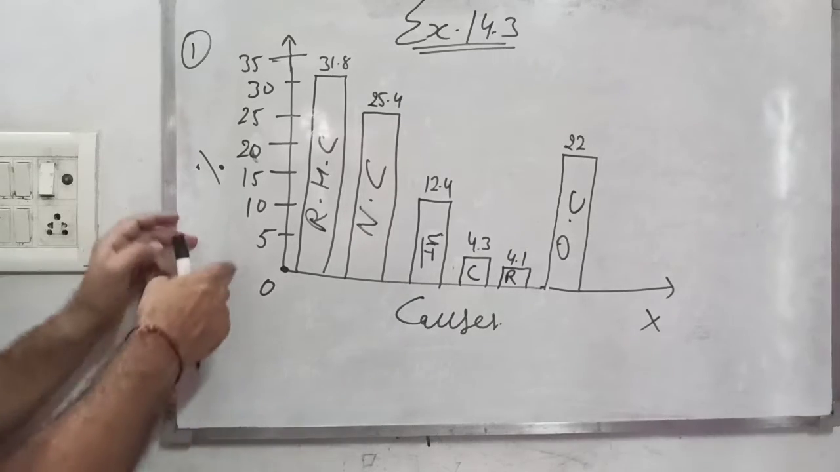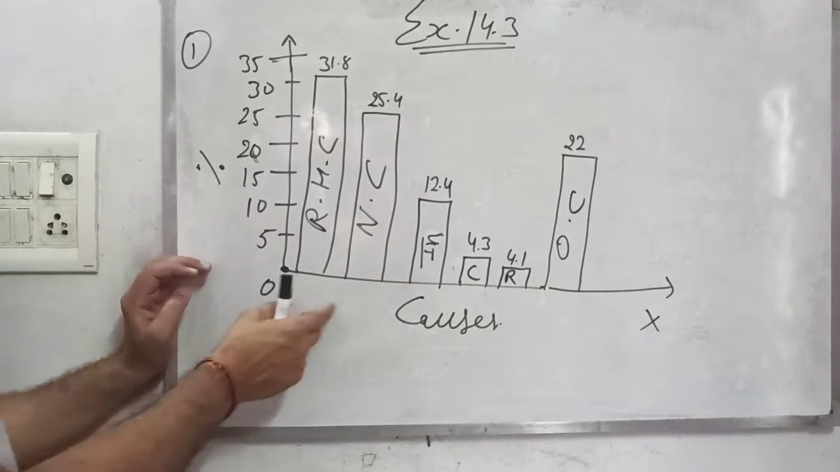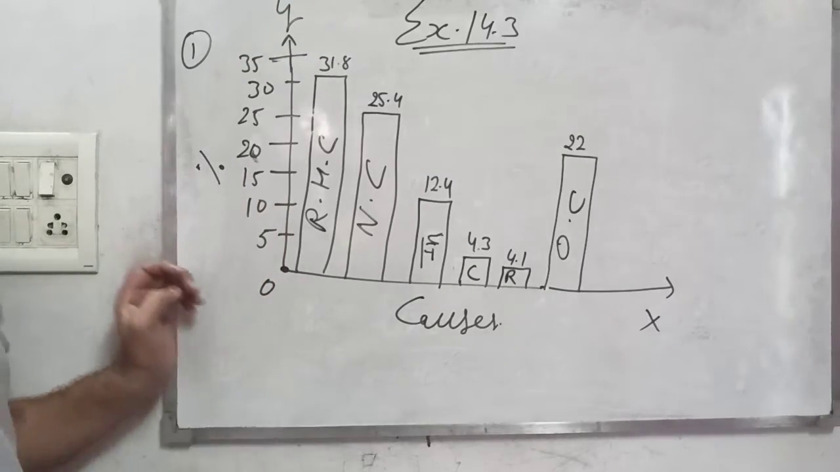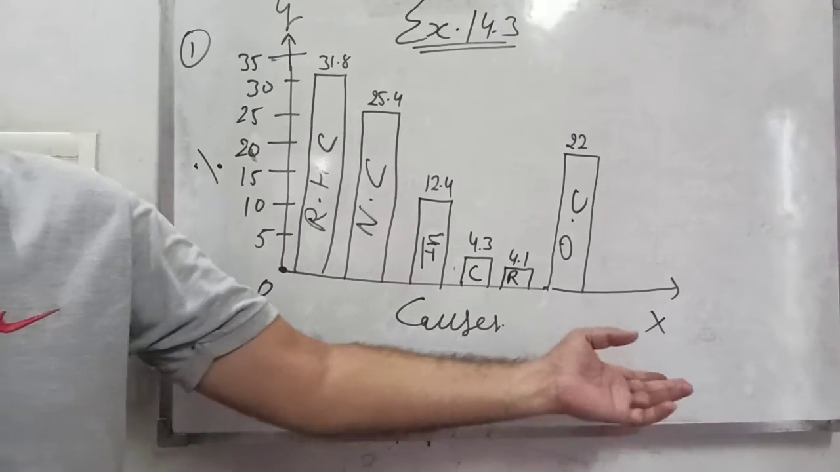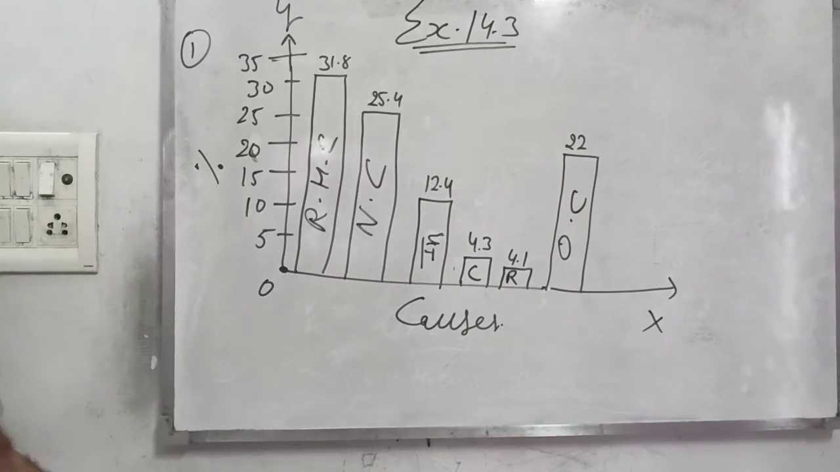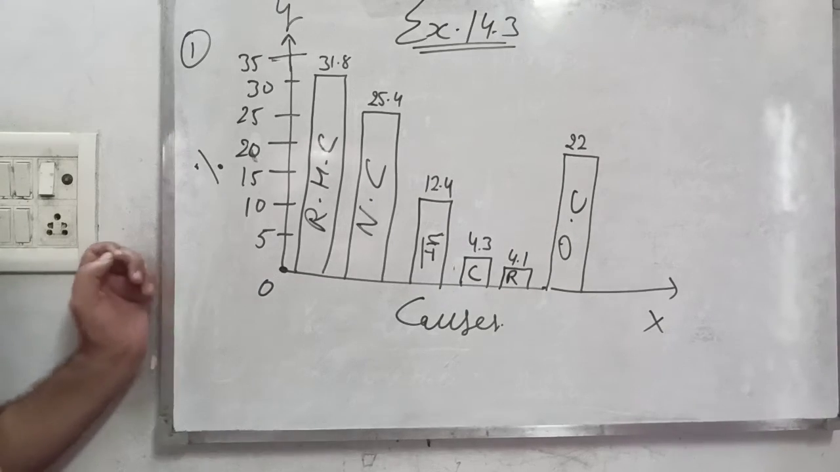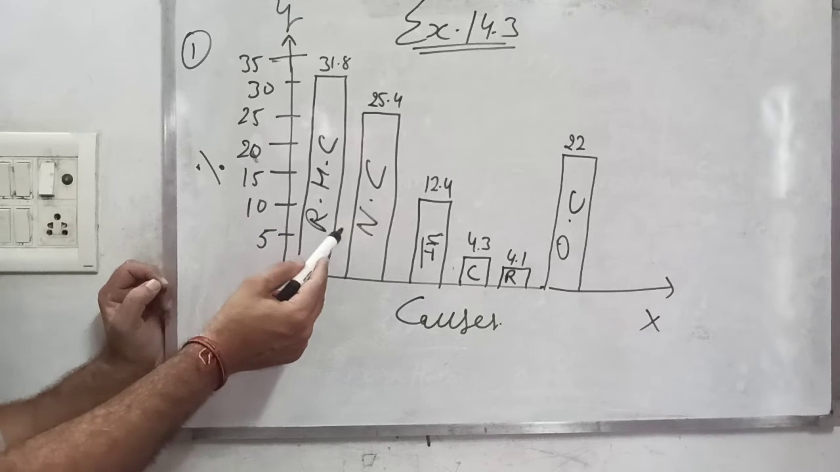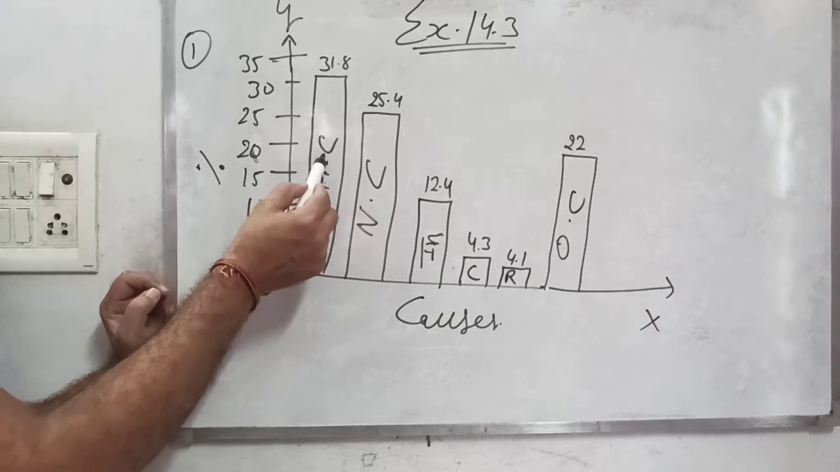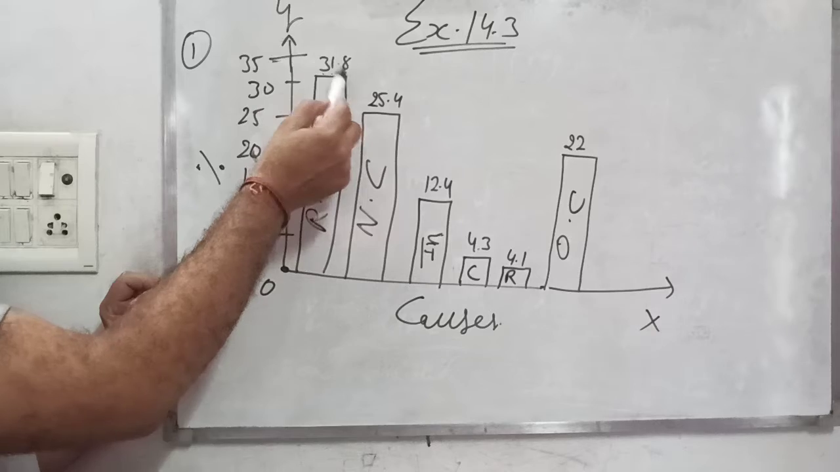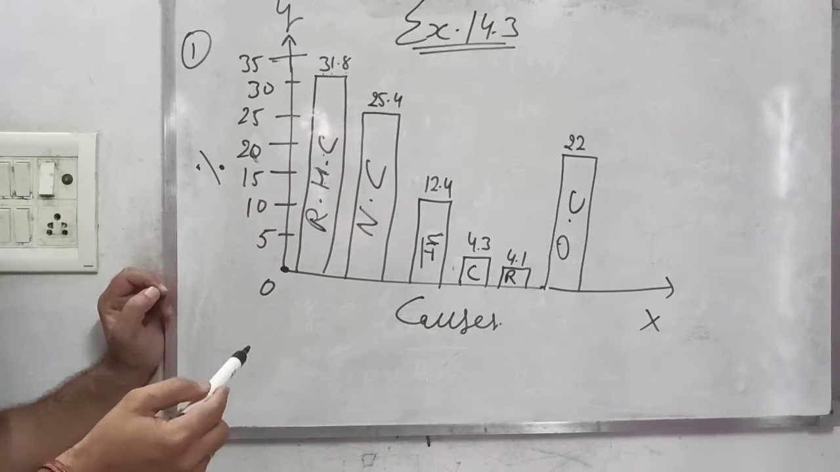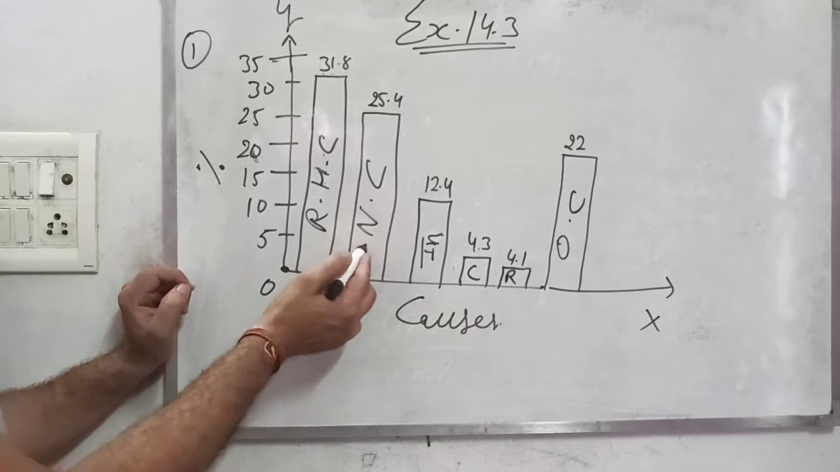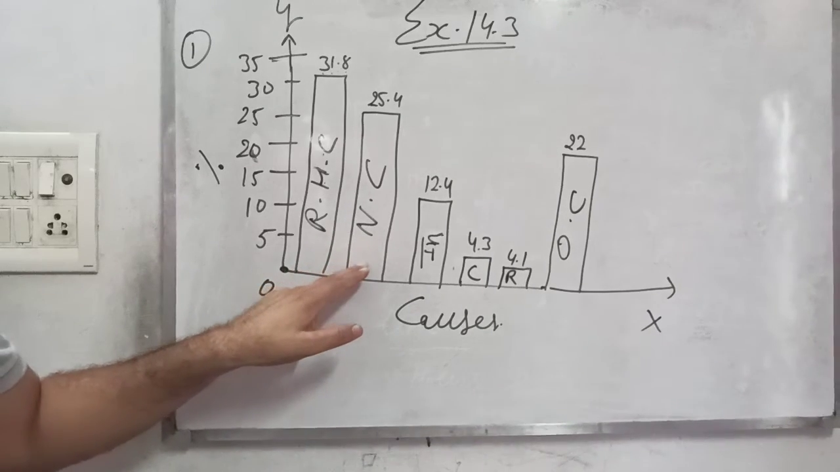So here we represent the percentage and the causes. On the y-axis we represent the percentage and on the x-axis we represent the causes, right? So first is reproductive health condition, which is 31.8% of females having it, and then another is neuro condition.